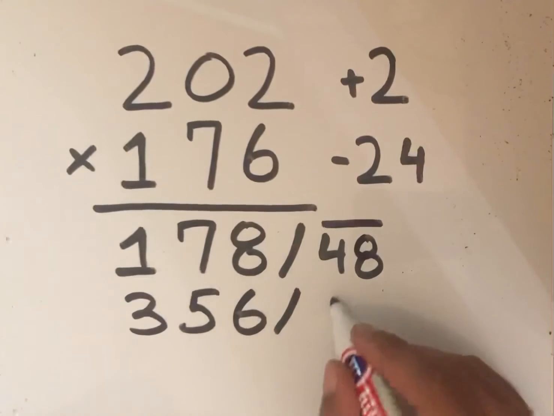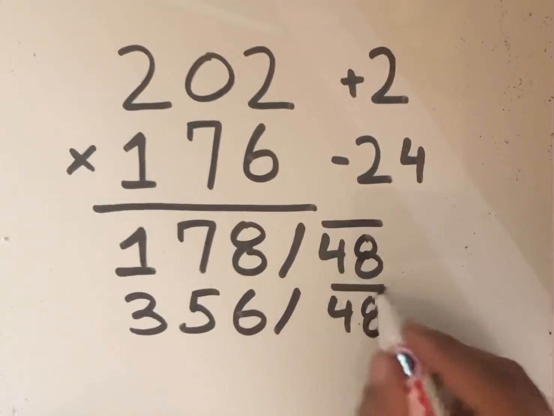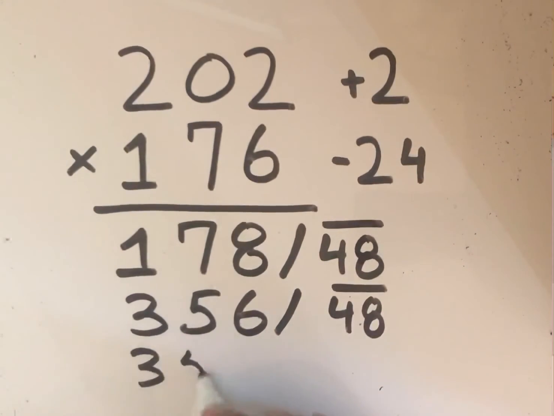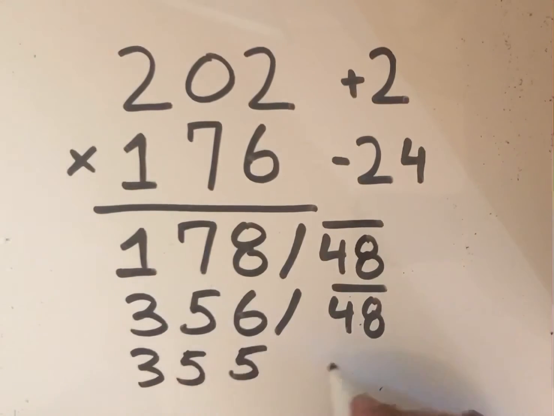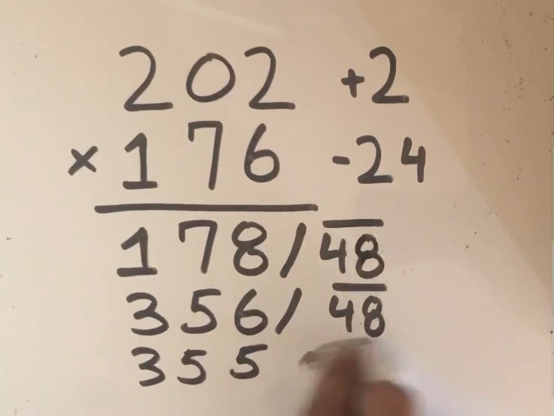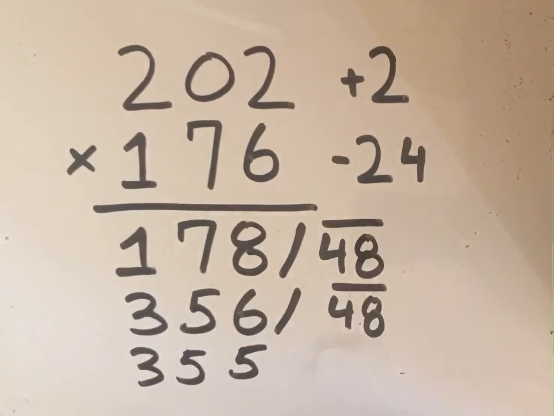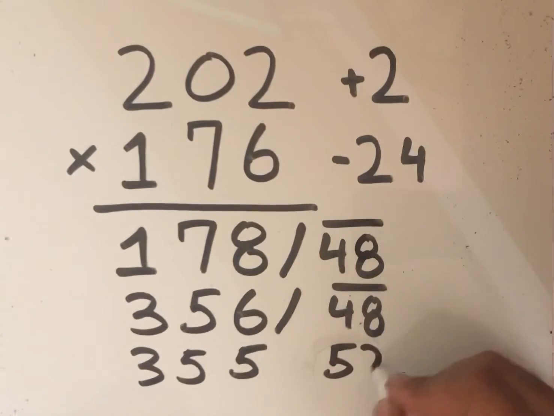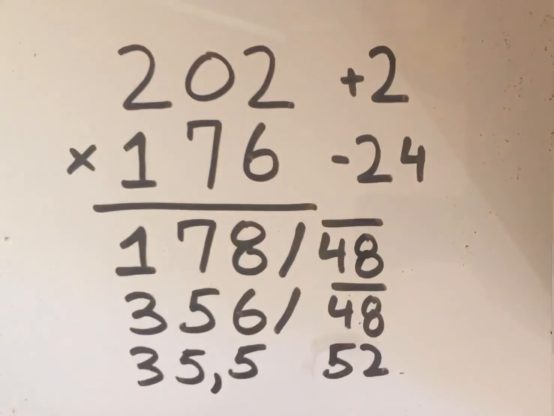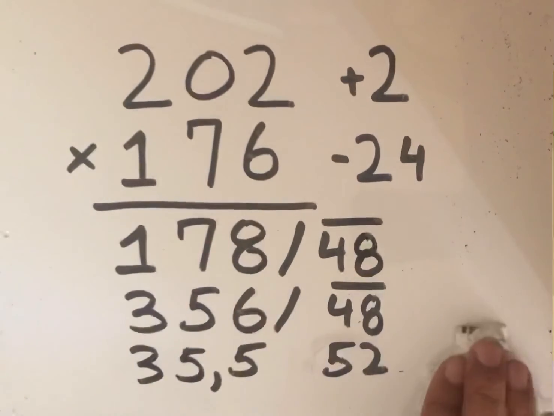Then I get the 48, which is negative. So I have to go down 100, 355. And then I'm going to make this a 5, sorry, a 4, sorry, a 5. And then a 1, okay? 5, 2, I'm sorry. So final answer, 35,552. Okay, great. The last example we're gonna do is 182 times 187.